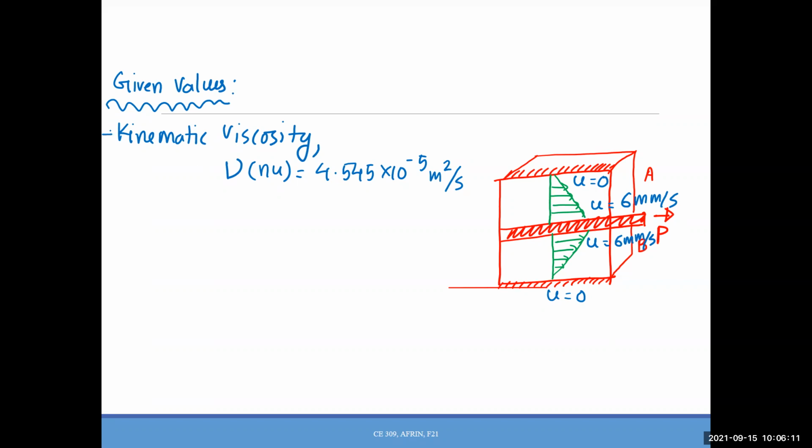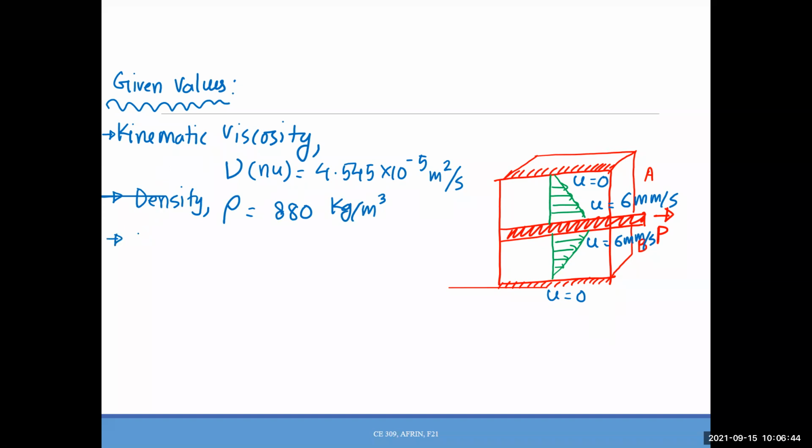What else do we know? What else is given from this part? Read the question and tell me. Density, yes. Okay. So density is 880 kg per meter cubed, right? Okay. Do we know anything else?